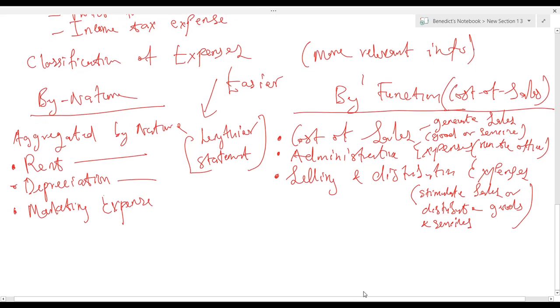Alright, so in the next video we'll be discussing the statement of changes in equity, after which we will take our question as an example.